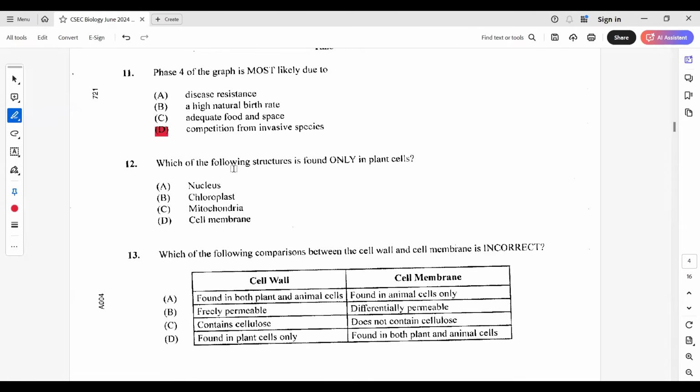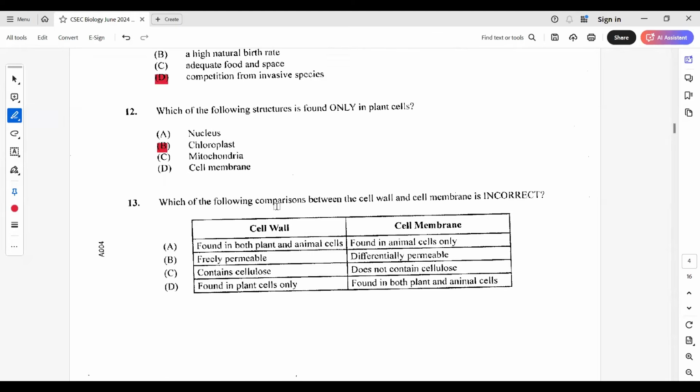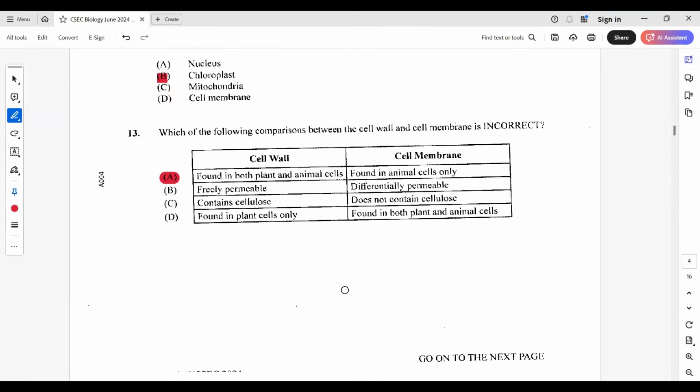Question 12. Which of the following structures is found only in plant cells? Just reading the list, chloroplast, which contains the pigment chlorophyll, you know that is for plant cells only. Question 13. Which of the following comparisons between the cell wall and the cell membrane is incorrect? So you're looking for one that is false. Just reading the first one, found in both plant and animal cells. A cell wall is not found in both plants and animals. So that is the correct answer, A.